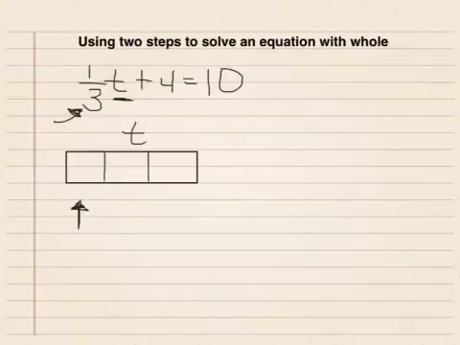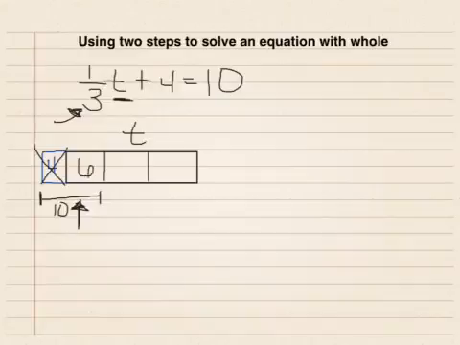So I'm going to add on 4 to the end. I'm going to use the blue just so that we can see the difference between the 4 and the 1/3. Now we know that when we add 4 to the third, this whole section is equal to 10. So we can ask ourselves, if I added 4, what number can I add 4 to and get 10? We can subtract this 4 and we'd be left with 6.